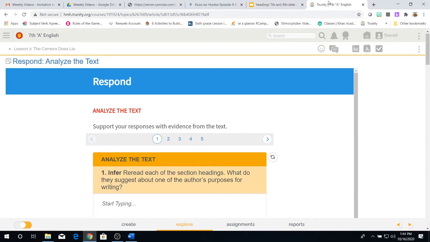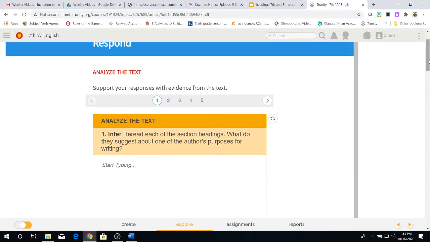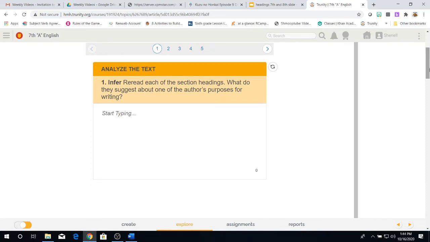Okay, so we've read the story, The Camera Does Lie. We've done our check your understanding. We've answered all of the questions. Now it's time to analyze the text a little bit. So in the first question, it says, infer, reread each of the section headings. What do they suggest about one of the author's purposes for writing?